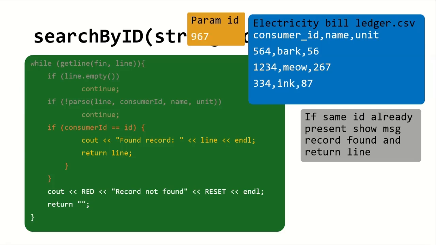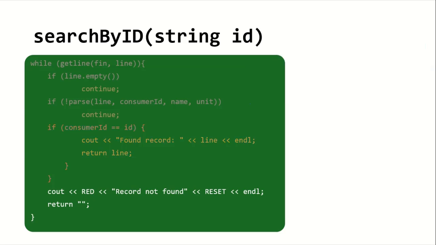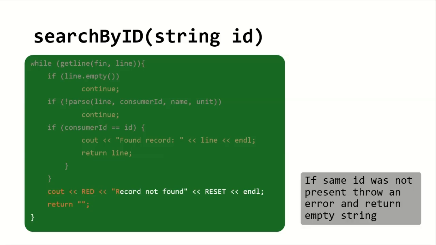And let's say we have an ID that does not match. The first entry doesn't match, the second entry doesn't match, the third entry doesn't match, till the end of file character. If we don't find it, we are just going to throw an error that the record was not found, and we are going to return an empty string.